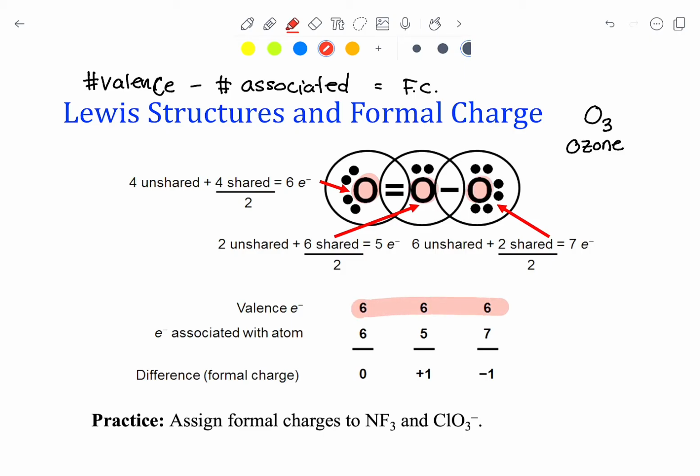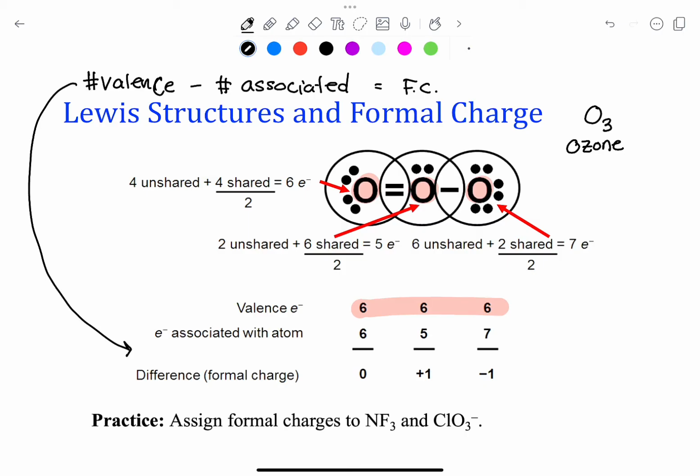So here's our calculation down here for formal charge. It starts off with the 6 valence electrons. We know that oxygen has 6 valence electrons because it's in group 6A. We next have to determine the number of associated electrons. So our associated electrons are the number of lone pair electrons, so we have to count each electron in those pairs.